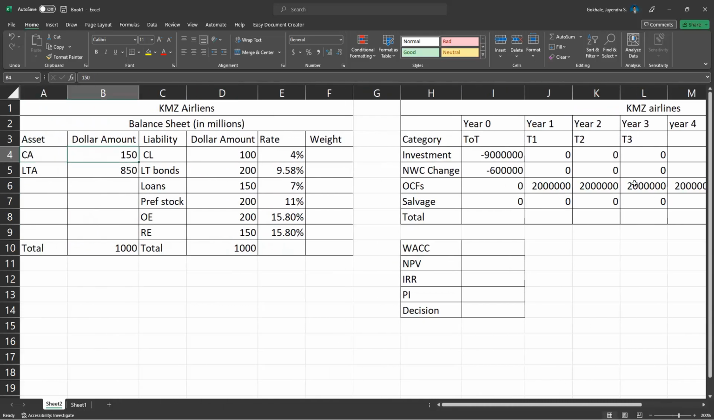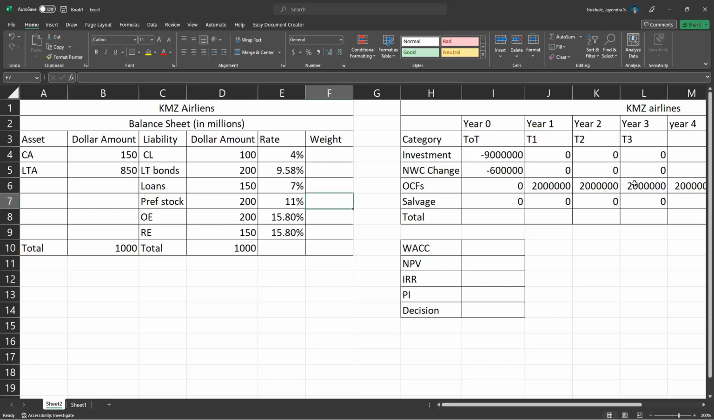We have current assets and long-term assets of 1,000 million, or $1 billion. Current liabilities are 100 million. Long-term bonds, slightly modified from the previous example. Bonds are still 200 million, but now we have loans. Loans are at 7%. Bonds still gave us 9.58% as we just computed, but now we also have loans, $150 million. We have preferred stock, 200 million at 11%, and owner's equity, 200 million at 15.8%. But wait, we also have retained earnings of 150 at 15.8.